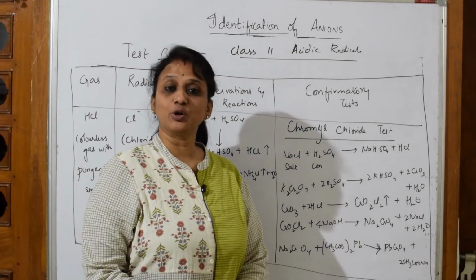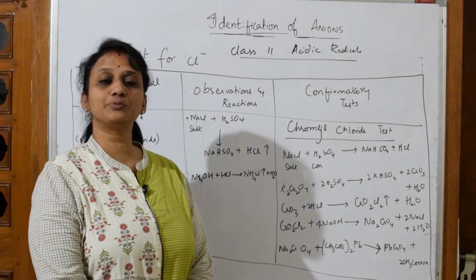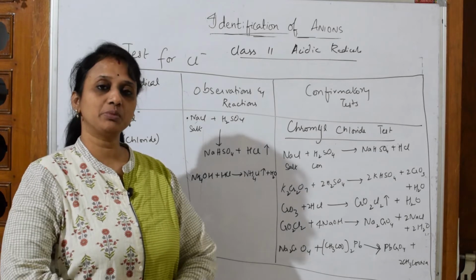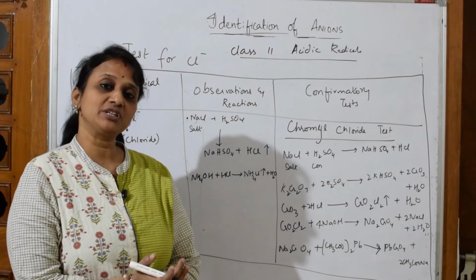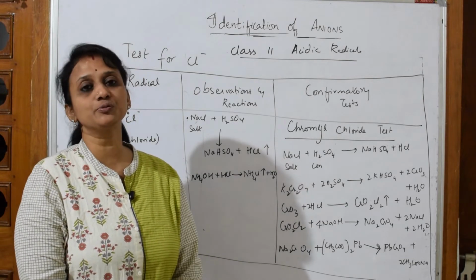Right, so welcome back students. Let us start off with the group 2 acidic radicals. Now what should we remember? First, we have ruled out group 1 acidic radicals. If they are not responding to dilute sulfuric acid, you will just switch over to group 2 acidic radicals.